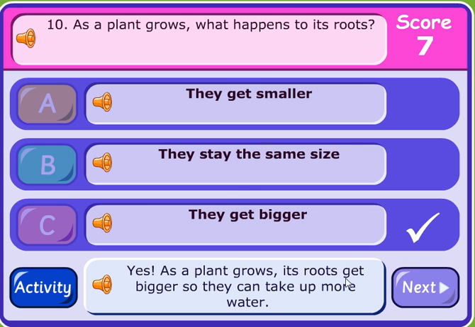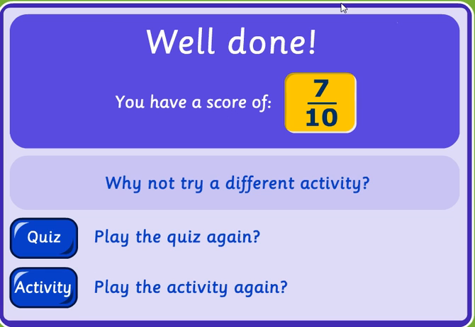Upon answering the last question, they will select next, and then they will get a results screen appear at the end of the quiz. From here they can go and redo the quiz, or they can just go back to the activity and grow another plant if they so choose to.